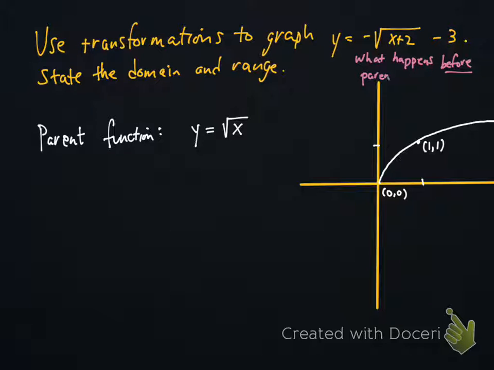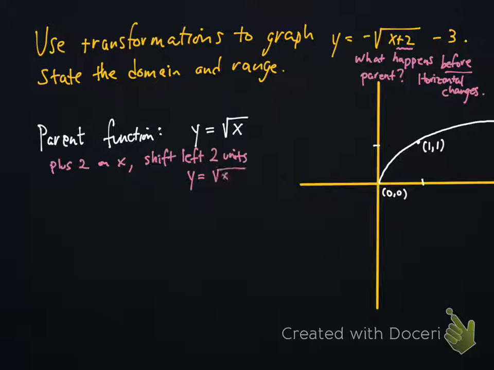So the first thing to look at is what happens before the parent function is applied. So we're going to trace through our input x and see what happens before we take the square root. These are going to yield horizontal changes or horizontal transformations of the graph. So if you notice, the first thing that happens to x is it gets 2 added to it. So there's a plus 2 on the x. This is going to yield a shift left of 2 units. And that'll give us the graph of y equals the square root of x plus 2.